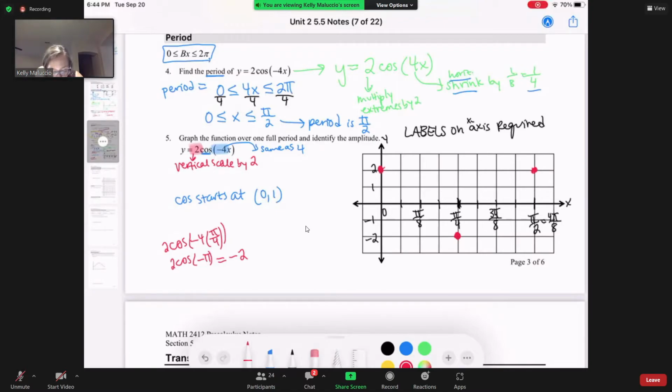You could check pi over 8, because you get 4 times pi over 8 and cosine of this, and then times 2, right? And this is going to be cosine of pi over 2, and that's 0. There we go, there's our 0. This one should be 0 too, because it would be 3 pi over 2 when I multiply that by 4. And now I can see this is going to work out, right?